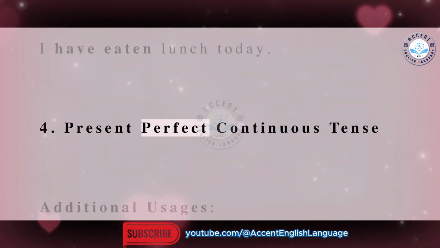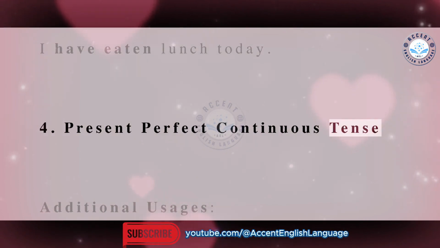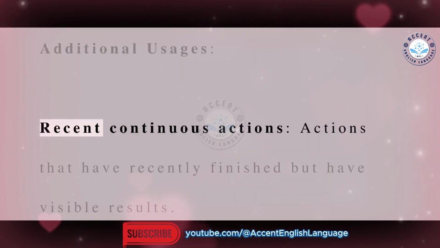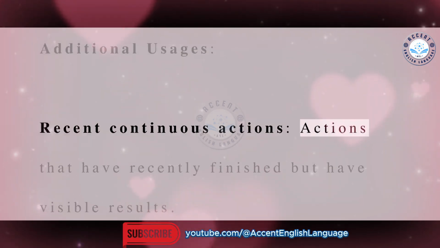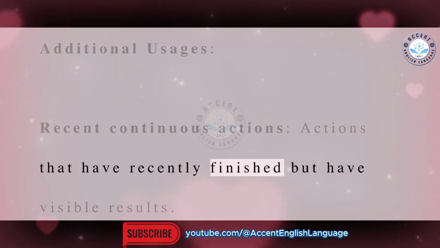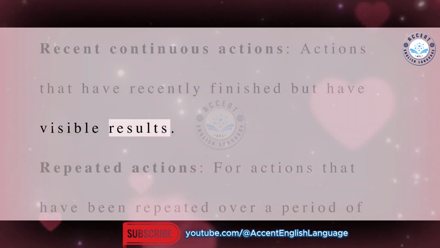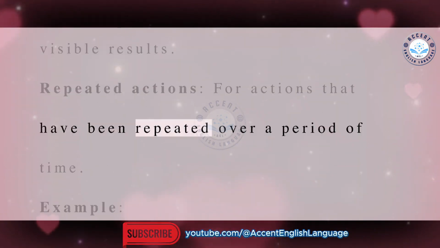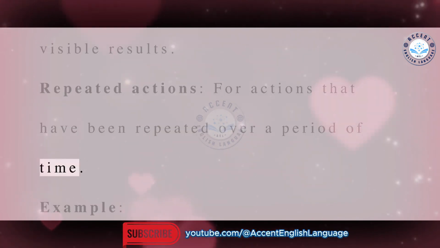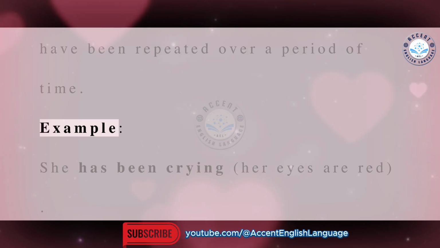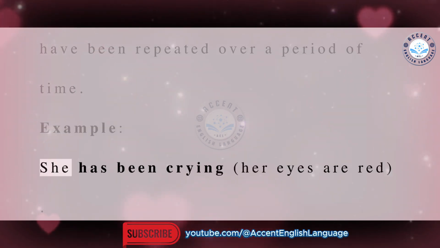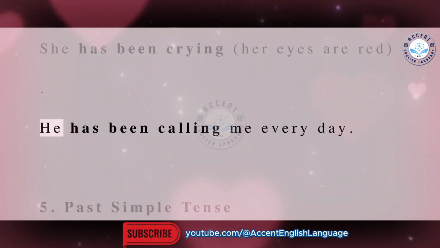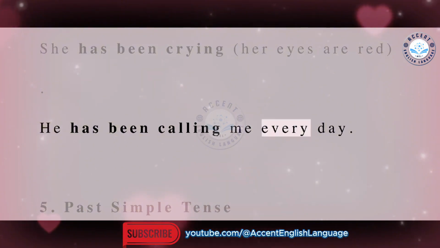4. Present perfect continuous tense. Additional usages. Recent continuous actions, actions that have recently finished but have visible results. Repeated actions, for actions that have been repeated over a period of time. Example: She has been crying, her eyes are red. He has been calling me every day.